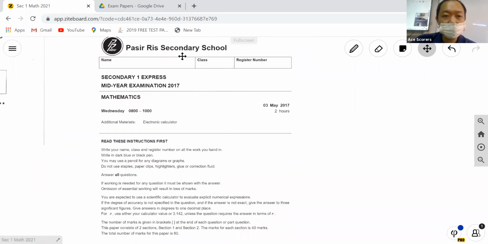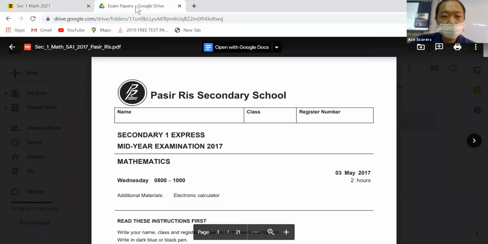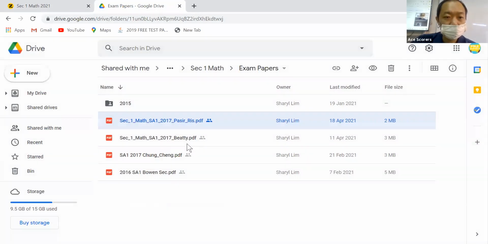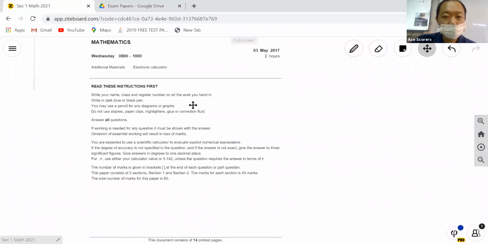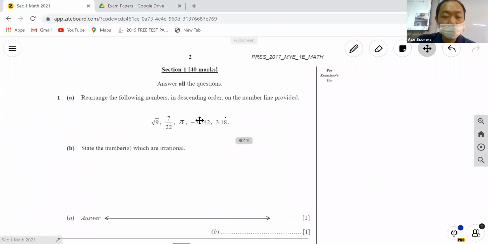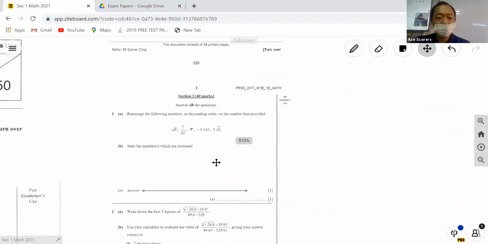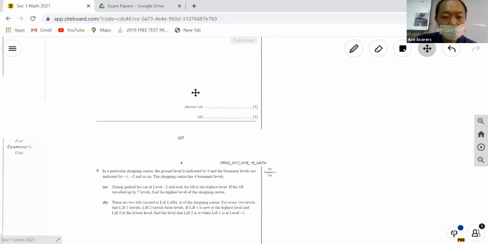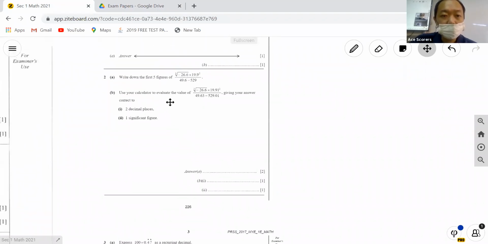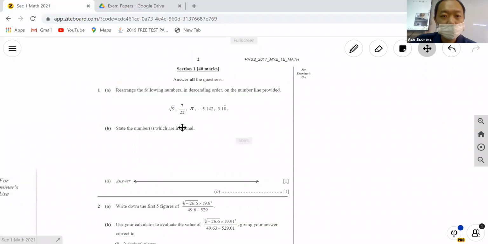Are you able to see this? It's the Pasir Ris PDF. Okay, so this is the one. So we are going to go through this right now. As usual, I'm going to leave you to do first. Let's see how much we do. Maybe the first two pages. This is a paper one. So you can start to do the first two pages right now.